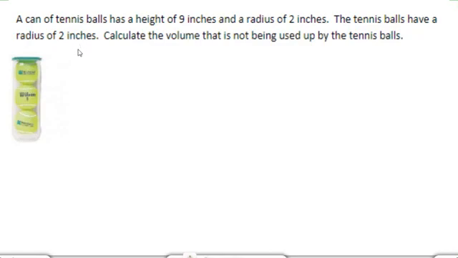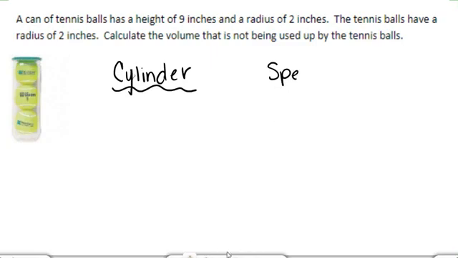So the first thing we want to do is look at what shapes we have. So the outside, the can that it's in, is shaped like a cylinder. So I'm going to list that, cylinder. So we'll need to find the volume of the cylinder. And then each of the tennis balls inside are shaped like spheres, S-P-H. And then we can't forget, there's not just one sphere inside, there's 3. So we also need to remember to do times 3.